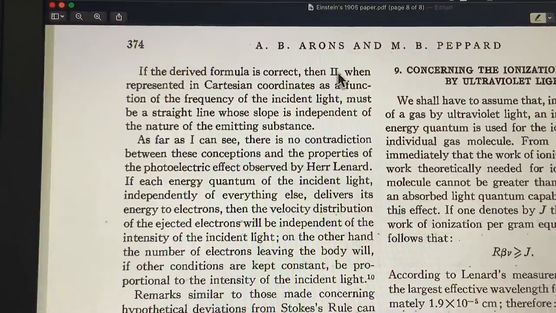then this stopping potential, when represented in Cartesian coordinates as a function of the frequency of incident light, must be a straight line whose slope is independent of the nature of the emitter. These things we teach in our classrooms, but here Einstein is predicting this, not explaining it, because the data was not available. And therefore, from the equation, Einstein is predicting this stopping potential versus frequency curve.